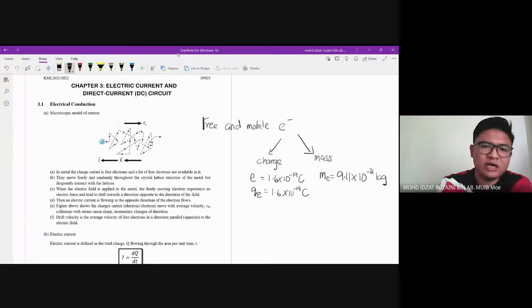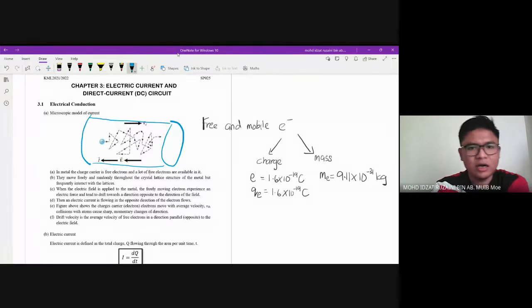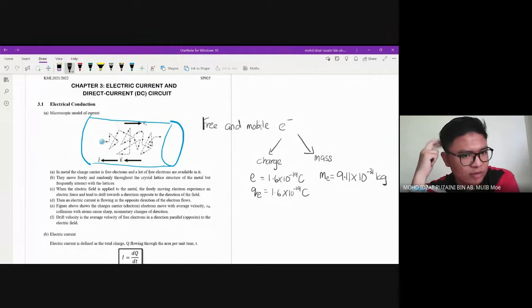Okay, so this one, let's say I will draw this one as our metal lah, this one. Okay, this is our metal. Okay, so this one siapa yang belajar PDT, mereka pernah lah belajar pasal benda ini, dan mereka pernah lah faham tentang konsep microscopic model of current ni.